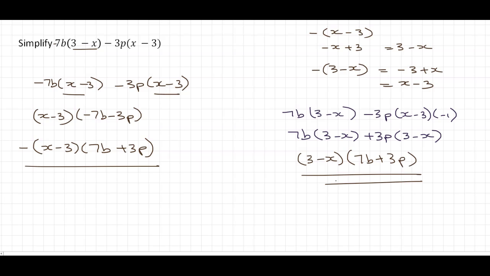So you can see that these actually are the same thing, because if you multiply the negative into x minus 3, you're going to get 3 minus x. This to me is cleaner than this one, but they're both acceptable answers.